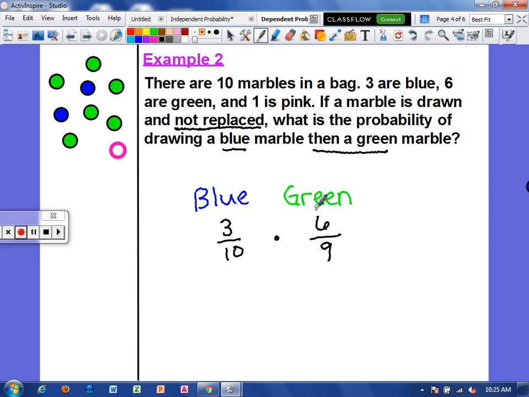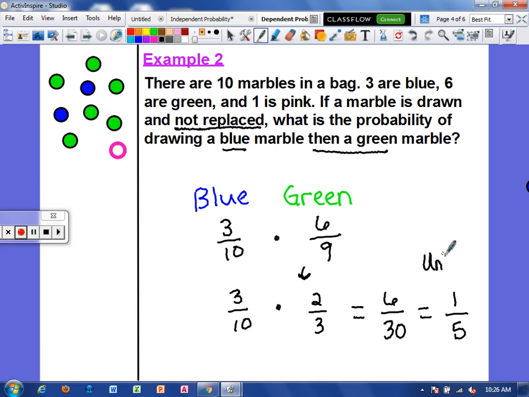Now, I prefer to reduce fractions before I multiply. So 3/10 cannot be reduced, but 6/9 can, and that would reduce to 2/3. Alright, 3 times 2 is 6. 10 times 3 is 30. We get 6/30, and that can be reduced, and we can divide by 6 and get 1/5. 1/5 is less than 1/2, so this is an unlikely event.